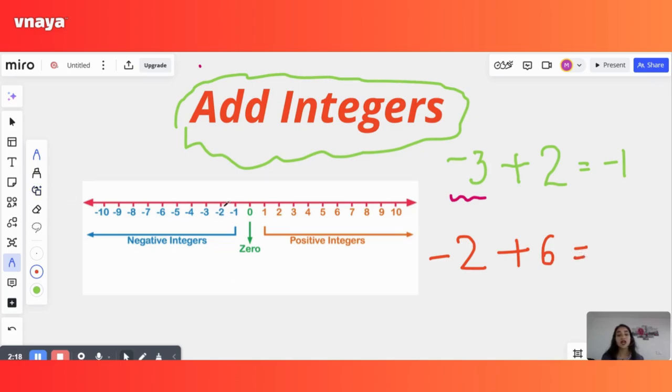So I will be starting from -2, and as I know I'm adding 6 in that, I will be making 6 jumps towards the right. 1, 2, 3, 4, 5, and 6. So what's the answer I got? I got 4. So if I add -2 and 6, the answer will be 4.